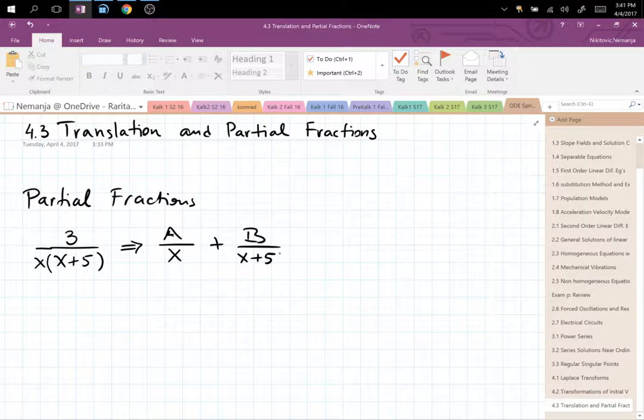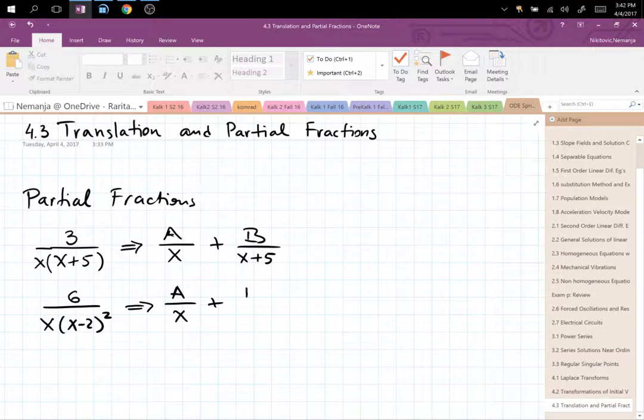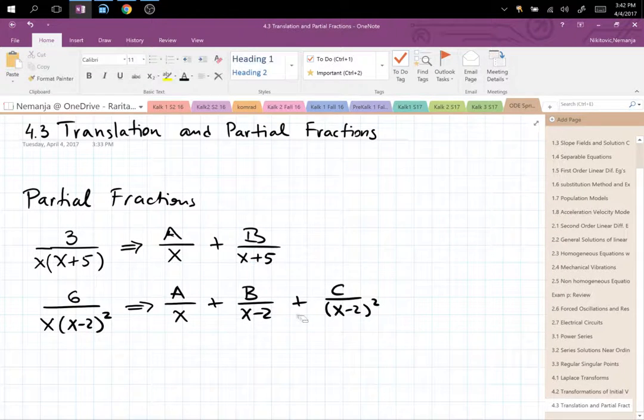If you had a repeated factor, let's go with the repeated, so 6x over x minus 2 squared, the setup would be A over x plus B over x minus 2, and then plus C over x minus 2 squared. So that's that.